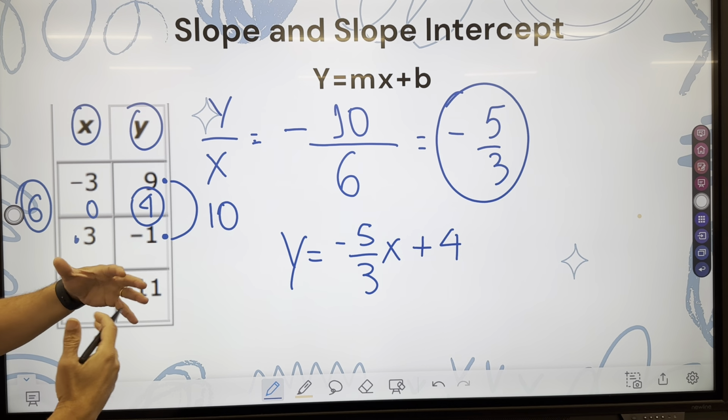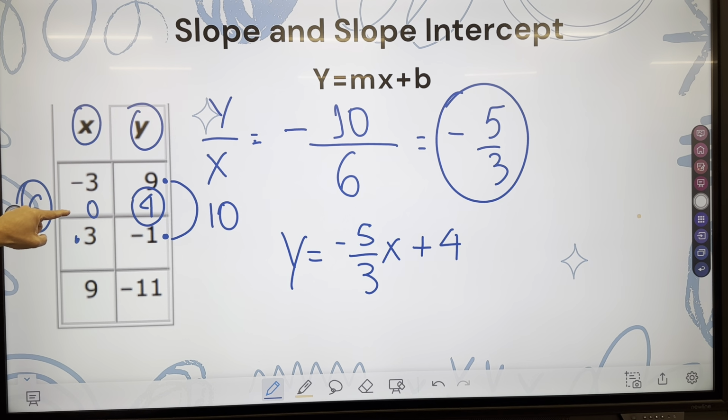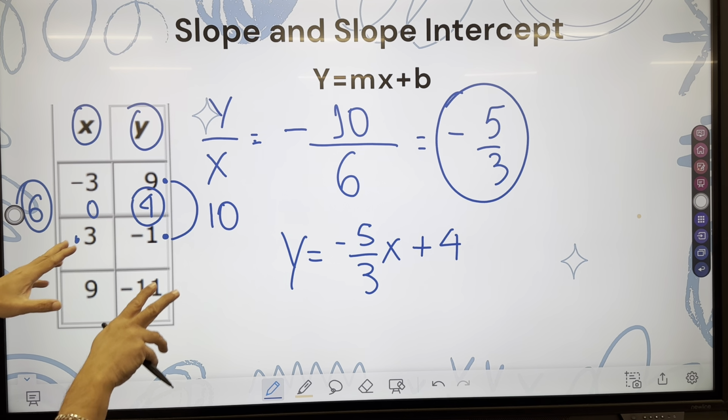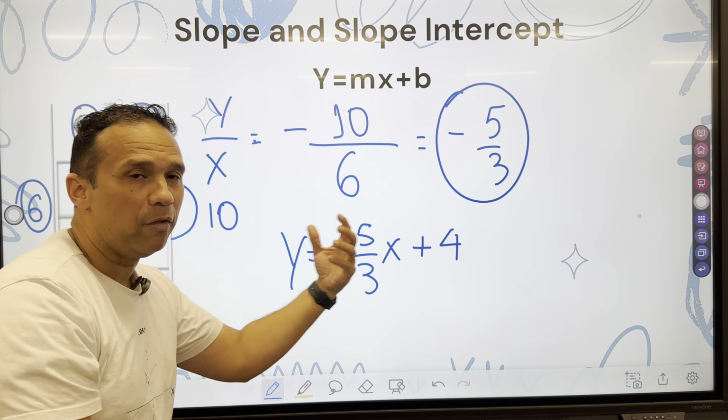In another lesson, I'll teach you how to do it if you can't find this x equals 0: we have to plug in x and y and find b. But this is another lesson.